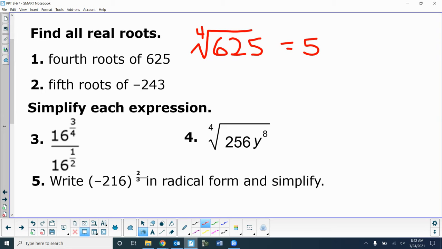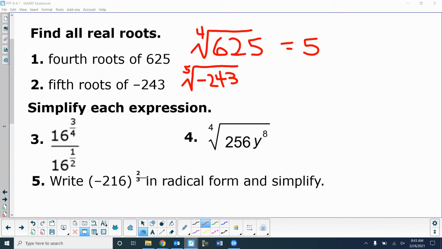Fifth root of negative 243. Since it's odd, 5 is an odd number, right? It's okay to have the negative. If this was an even root, then we wouldn't be able to do it, remember? So that's a little detail we've got to remember. Right, David John? And what is that? Negative 3, sorry. So fifth root means our index is 5, and then negative 243.